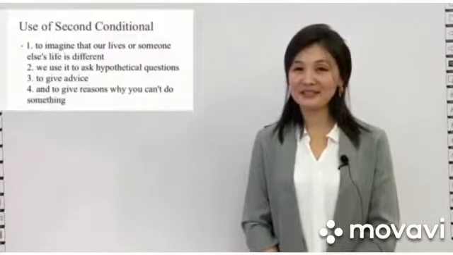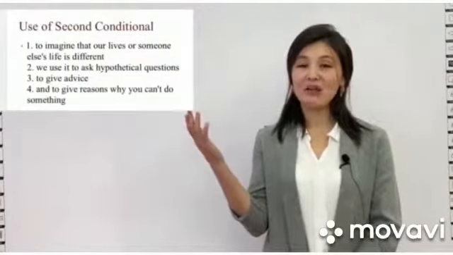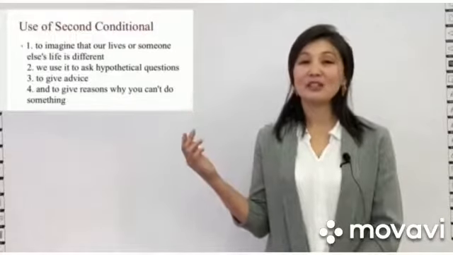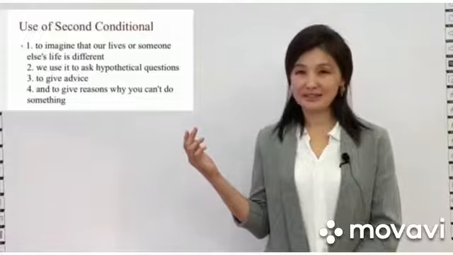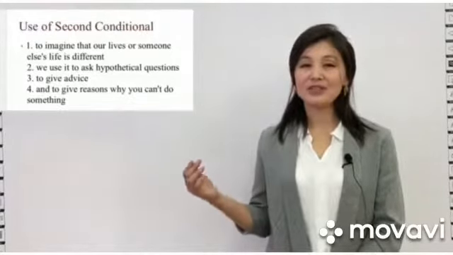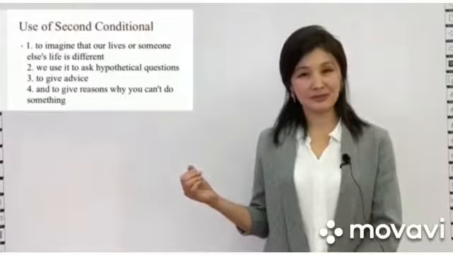Now, let's overview when we usually use the second conditional. We usually use the second conditional in a few ways. Firstly, to imagine that our lives or someone else's life is different. Secondly, to ask hypothetical questions. Thirdly, to give advice. And fourthly, to give the reason why you cannot do something.